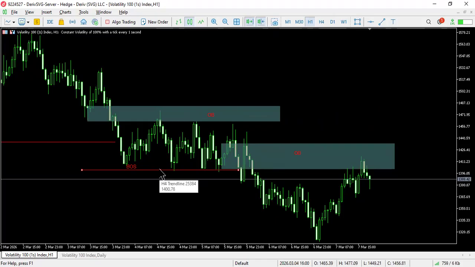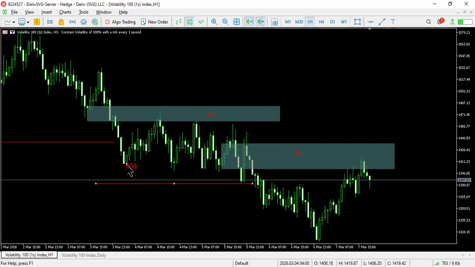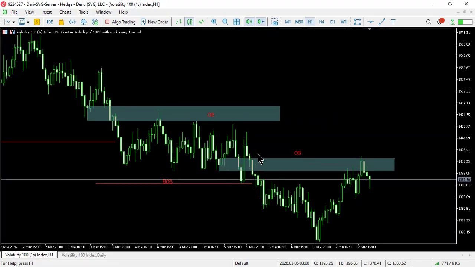So right now we're going to focus on the most recent break of structure, which is right there, where price has just stepped in. So this one is looking like it's going to be an instant execution because price is at my area of interest.